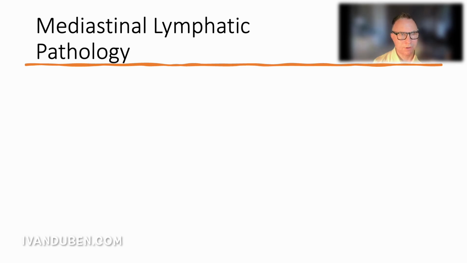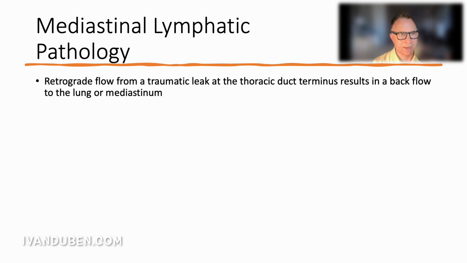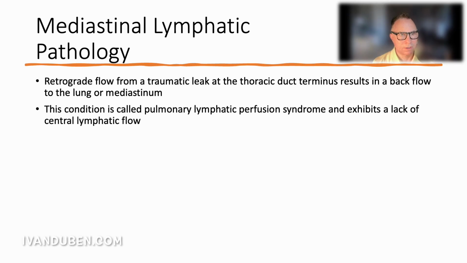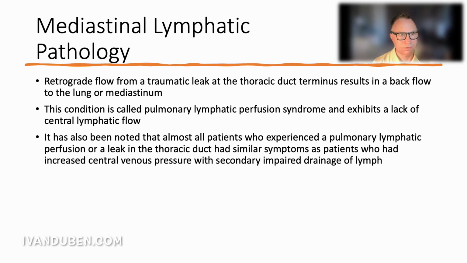Just look at some pathology, mediastinal lymphatic pathology, before we get into the anatomy. Retrograde flow from a traumatic leak at the thoracic duct terminus results in a backflow to the lung or mediastinum. That's going to be up near the venous angles. This condition is called pulmonary lymphatic perfusion syndrome and exhibits a lack of central lymphatic flow.